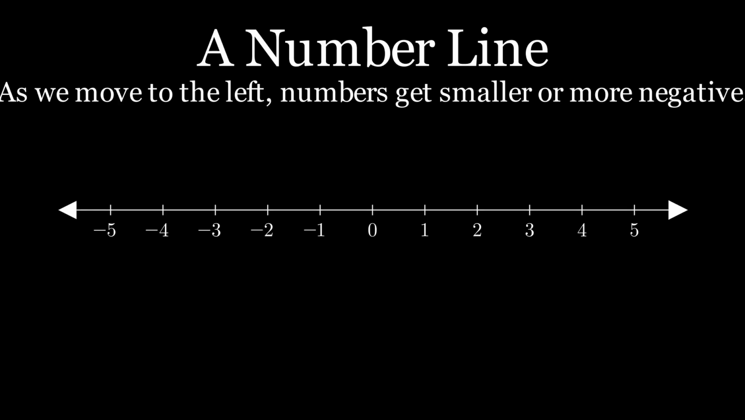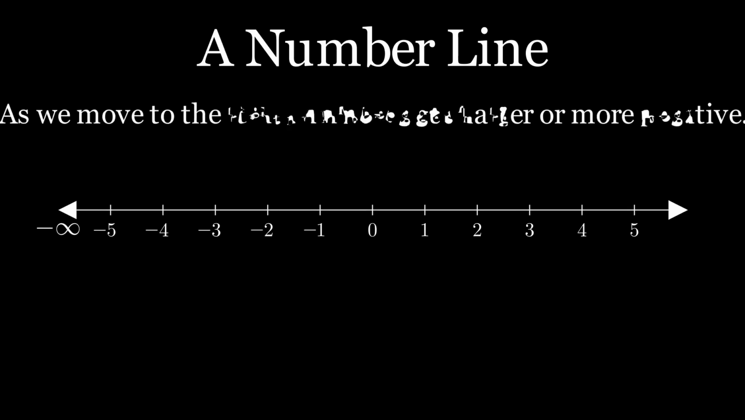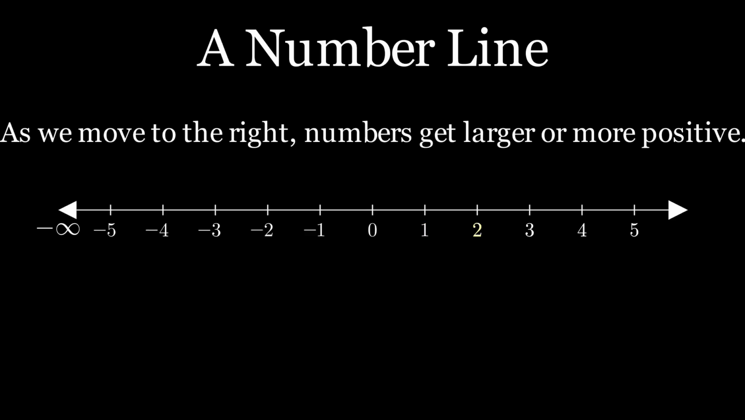But of course, we don't have an infinitely long computer screen, so we put an arrow and the negative infinity symbol. Similarly, as we move to the right, values get larger or more positive, and they also continue infinitely in that direction as well. Now, plotting a point on a number line is quite easy.